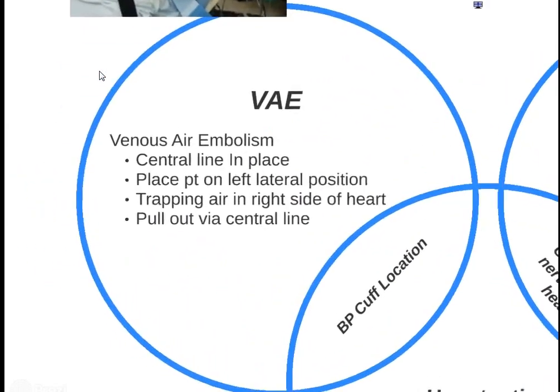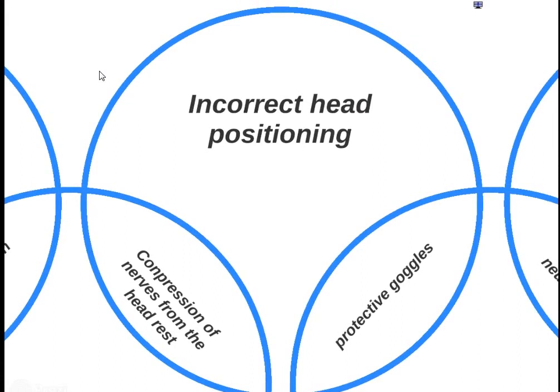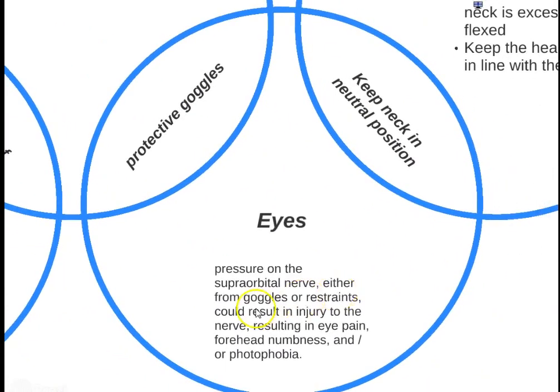And going back in here, we'll get through this, guys. I'm taking this a little bit longer than I meant to. I'm sorry. So incorrect head positioning can also cause compression in the neck, compression of nerves from the headrest. We talked about using the protective goggles. Make sure those are in the room as well. And for the eyes, pressure on the supraorbital nerve from the restraints, actually from the goggles, could result in injury to the nerve, resulting in eye pain, forehead numbness, and photophobia.